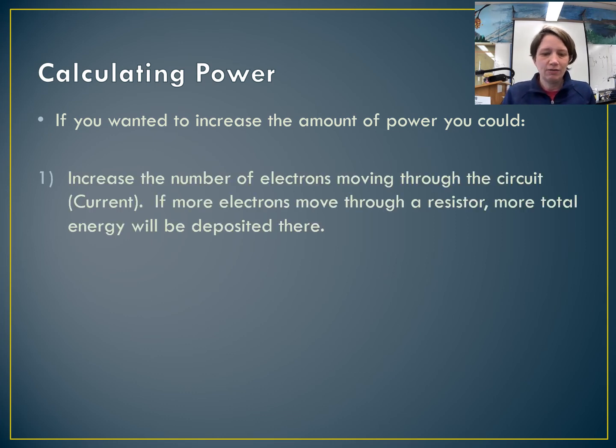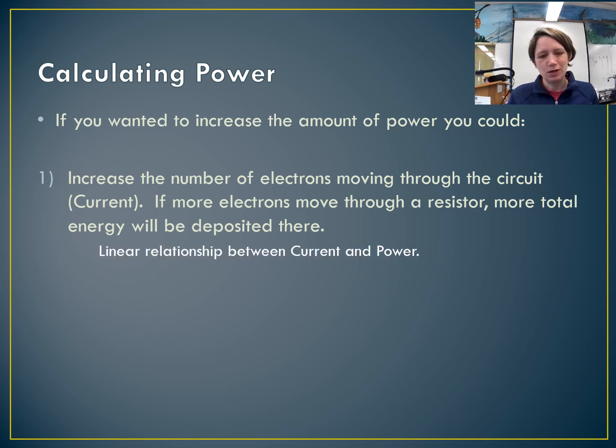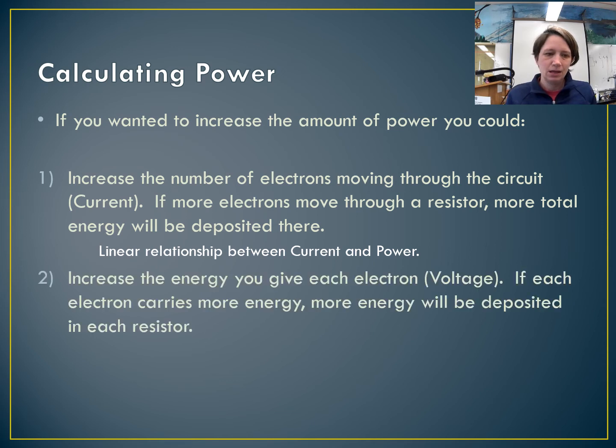So let's think about first, what would happen if more electrons every second were passing through the devices? Well, since each electron has energy in it or carries energy, if you put more current, more electrons every second, it should follow that that means there's going to be more power coming out of that resistor as well. That would be a linear relationship between current and power.